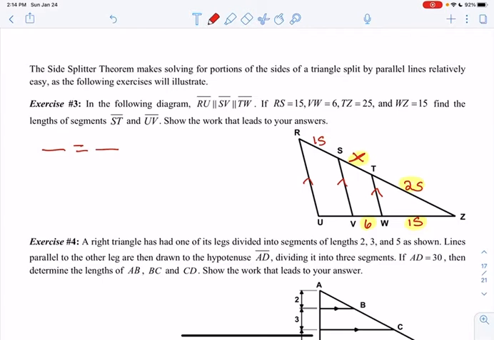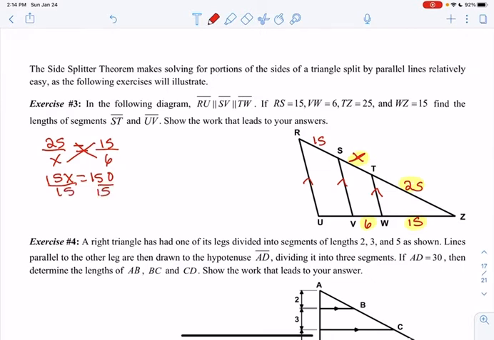So here's what I'm going to do. I'm going to take the 25 and the X, and I'm going to take the 15 and the 6. Now, could I have done X over 25 and 6 over 15? Absolutely. As long as you're consistent, that's fine. So 15 times X is 15X. 25 times 6 is 150.